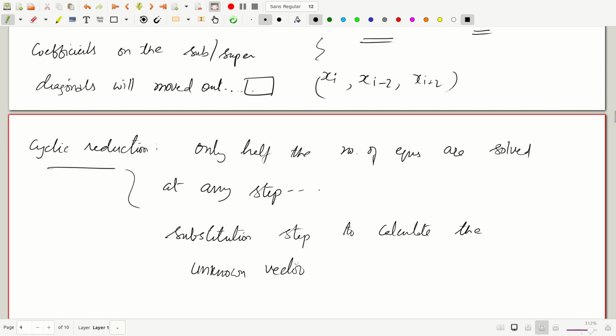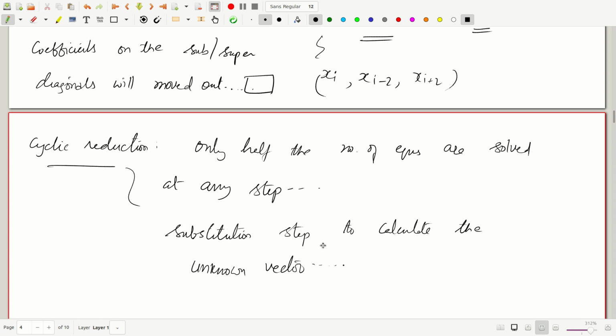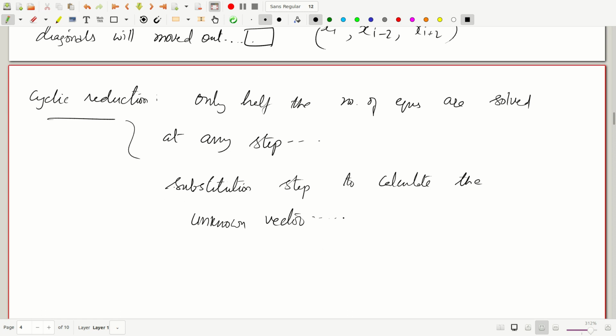Okay, we will see if time permits, we will look into cyclic reduction as well. Otherwise, we will only stop with recursive doubling, and then cyclic reduction we will take up maybe later on through an assignment or a tutorial or something like that. All right, let us first look at the recursive doubling algorithm. Once this is clear, I think cyclic reduction is very easy to understand.